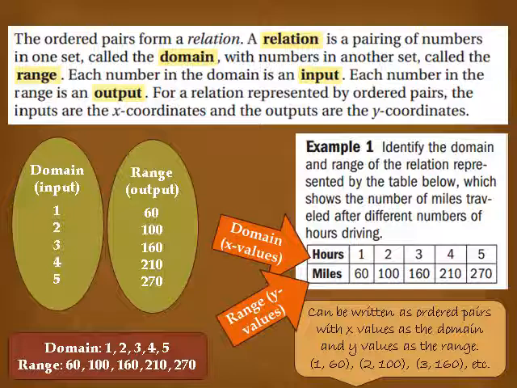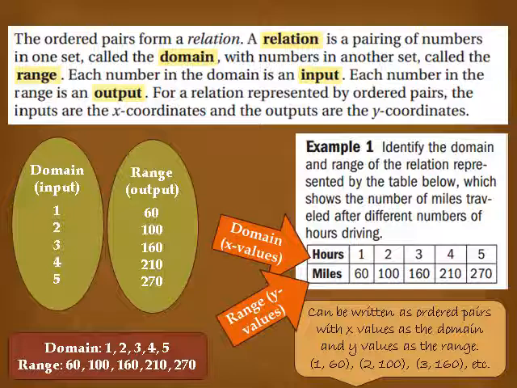We can also write them as ordered pairs, with the x values as the domain and the y values as the range. So my ordered pair is 1, 60, another ordered pair is 2, 100, and the other ordered pair is 3, 160, and so on. Please pause this video to make sure that you get this copied into your notes. Pretty much everything on here is essential.